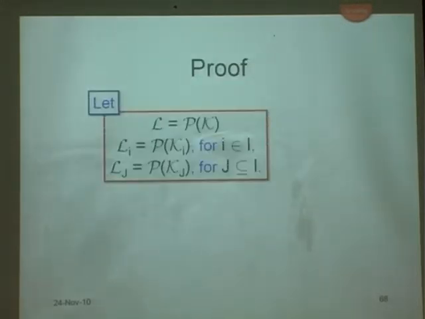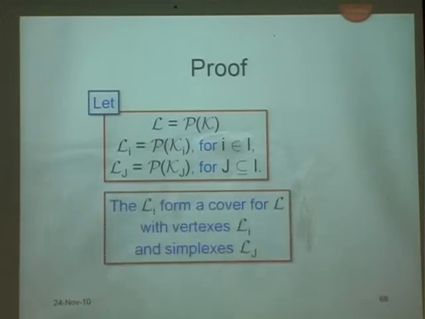So here, some notation. Given K, if we apply the protocol complex, we get L. For each element of the cover, K sub I, we'll have L sub I, and each intersection, K sub J, is L sub J, and so on. This is so that everything fits on the slide. So the L sub I form a cover for L, with vertices L sub I and simplexes L sub J.